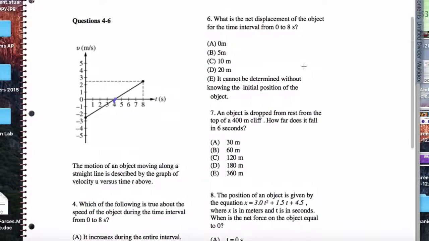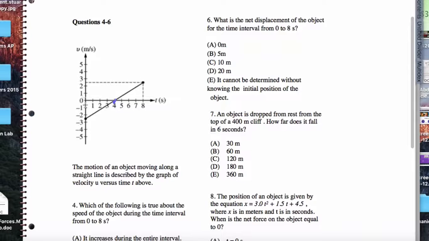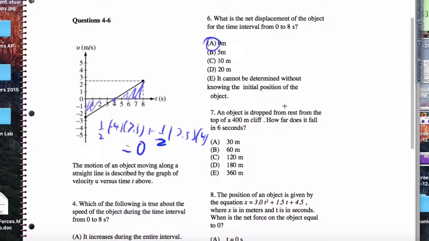All right. Now here, the displacement of the object would be the area under the graph, which when we add that up is going to end up being 0. If you really want to be strict, we could do 1/2 times 4 times 2.5 with a negative here, plus 1/2 times 2.5 times 4. And when we add all that up, we're going to end up getting 0.